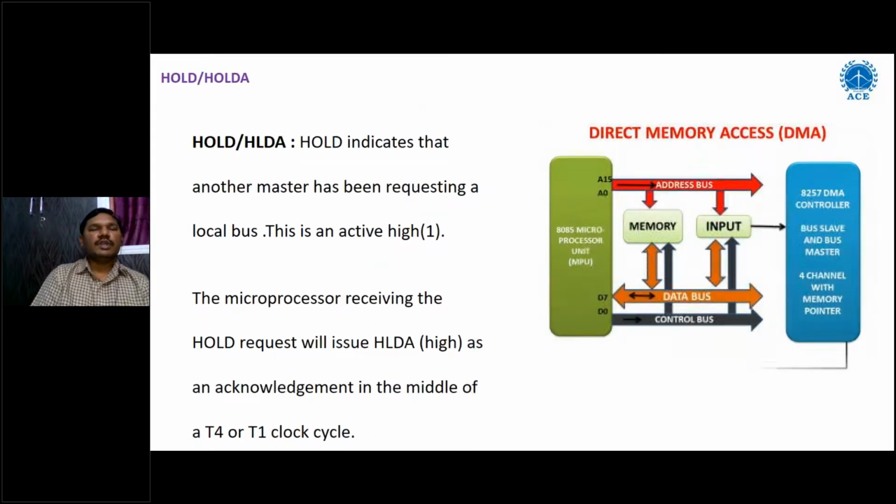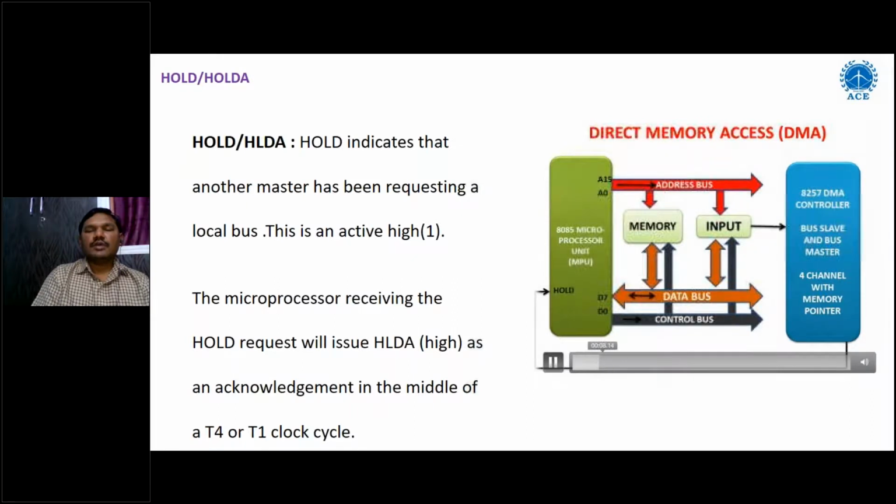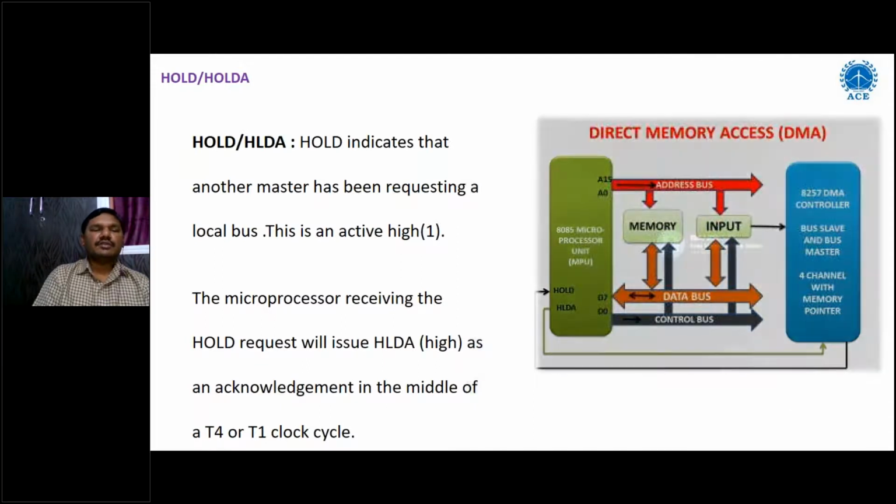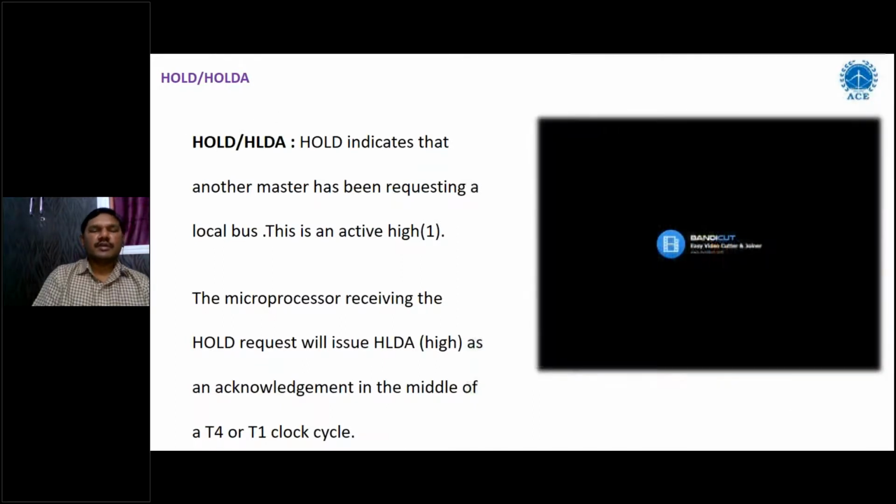So this is very important. Hold and hold acknowledgement means if 8086 is already on some job, and you connect any external controller like pen drives or any other external memory devices, then it will tell them, please hold your operation. Then this microprocessor will send one more signal to these devices: yes, I have held my operation, in the form of hold acknowledgement. So this is hold and hold acknowledgement.